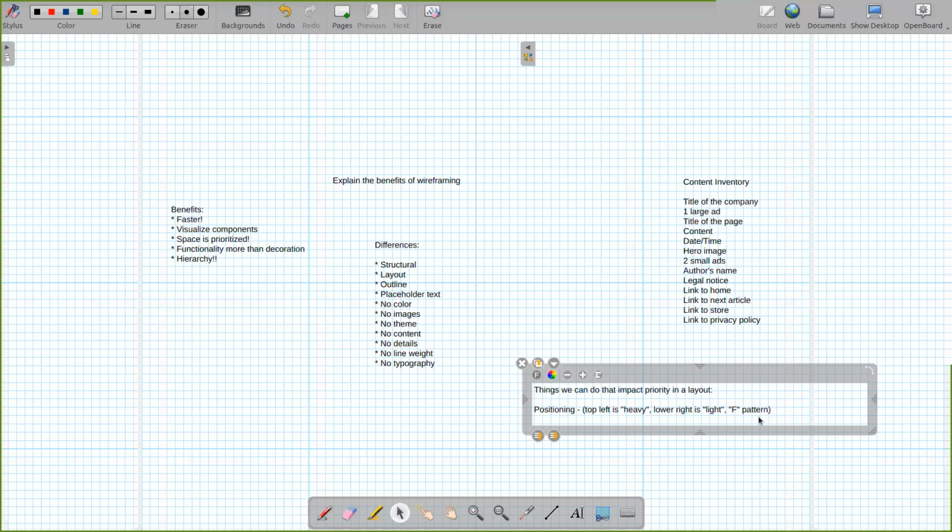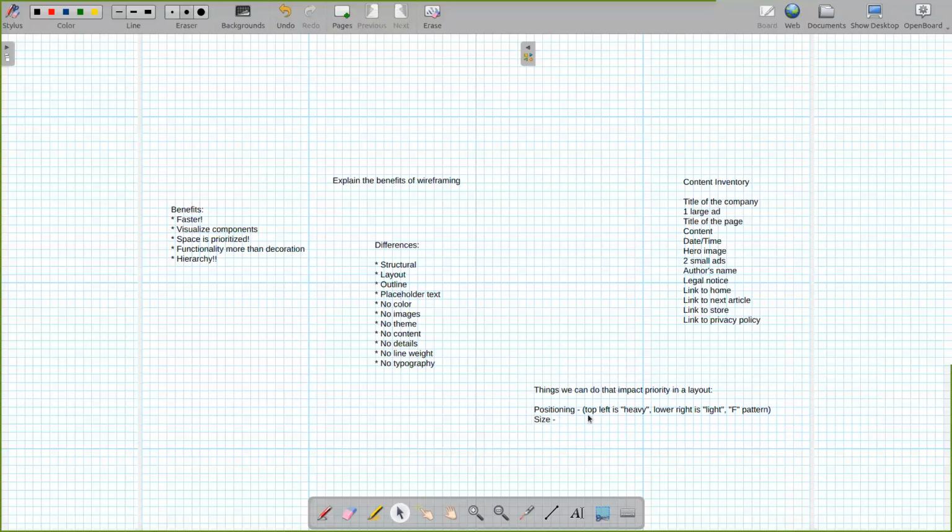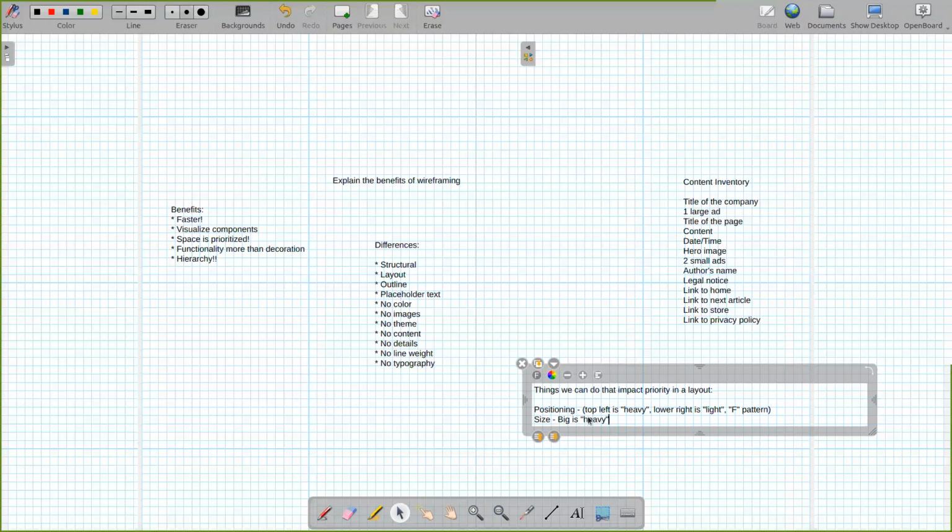So that's like one of the things that we have to pull. What other ones can you think? These are all part of wireframing that we can use to reflect priorities. Size. Yep, absolutely. So we'll say that big is heavy, small is light. What else?